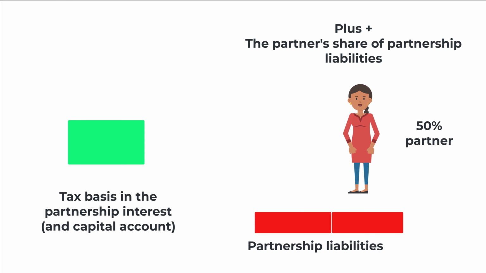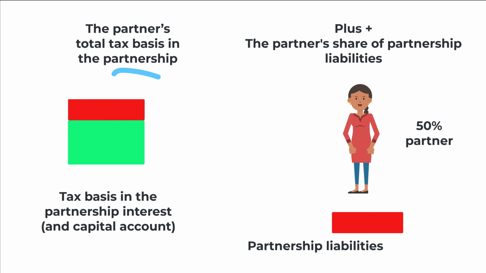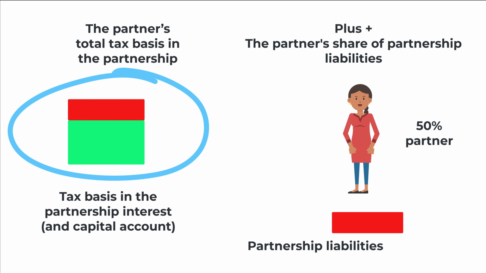But there is one more step in calculating the final basis in a partnership interest. We need to calculate the partner's percentage share of the partnership liabilities. These are liabilities that exist on the partnership balance sheet at the end of the year. If, for example, a partner is somehow allocated 50% of the partnership liabilities, then we will add this number to everything else we calculated that affects the partner's capital account to arrive at the partner's total basis in his or her partnership interest. Note, however, the partner's share of partnership liabilities does not increase the partner's capital account. It just gets added to the calculation.